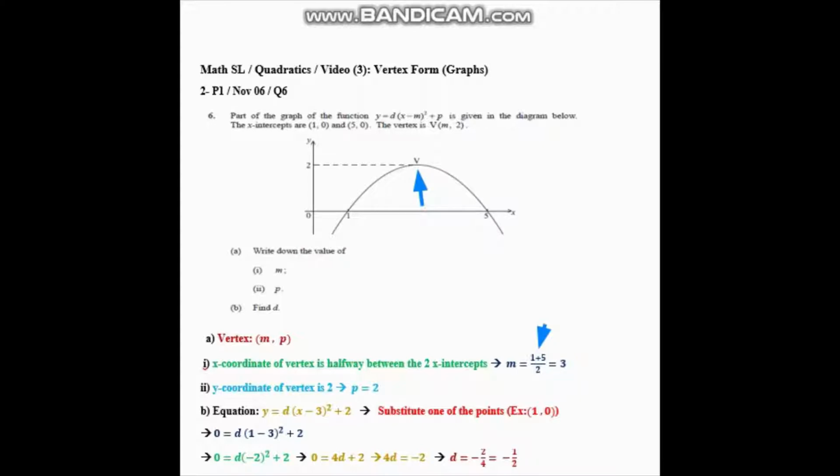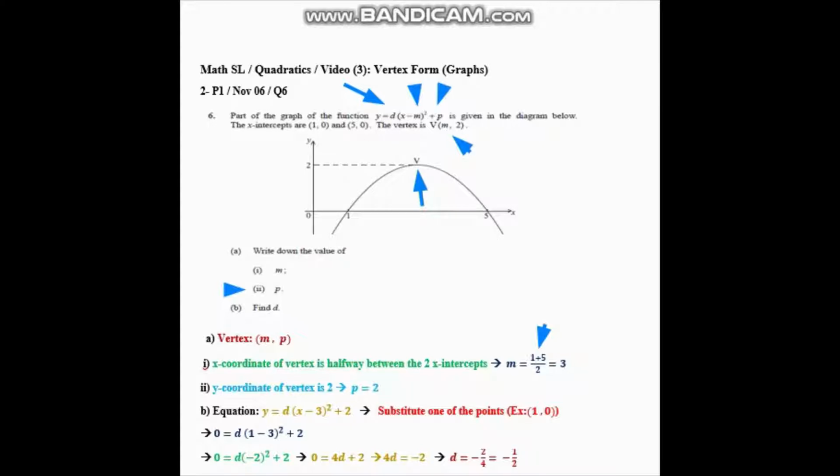Next, we want to find the value of p. Of course, we should know from the vertex form that the vertex exists at m, p, because this is the standard way of writing the equation in vertex form. So the vertex exists at m, p, which is m, 2, hence p has to equal 2.